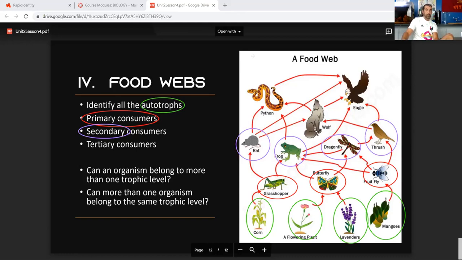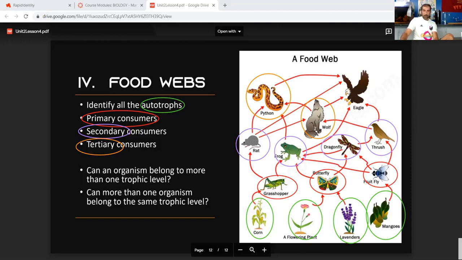Now here's where things get tricky, so make sure you're paying attention. All right, if I did look for tertiary consumers, tertiary consumer means it would be the third thing that eats, right? So corn, grasshopper, that's primary, secondary, python would be tertiary. Corn, grasshopper, frog, python, it's still tertiary. Matter of fact, I could go corn, grasshopper, rat, wolf. Wolf would be tertiary, okay?